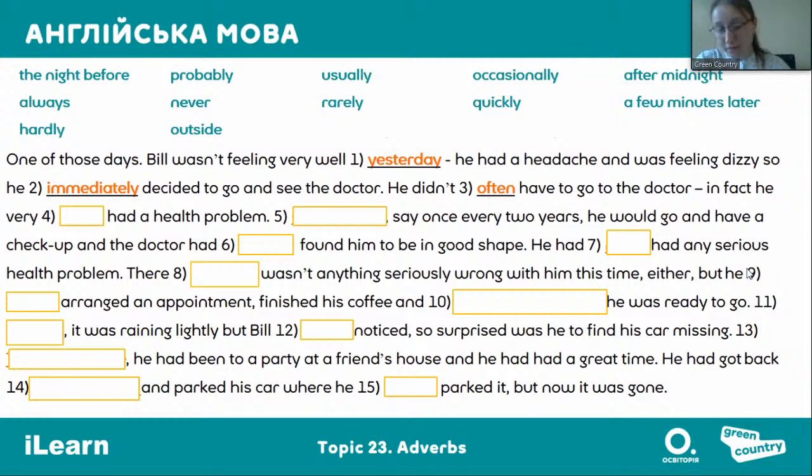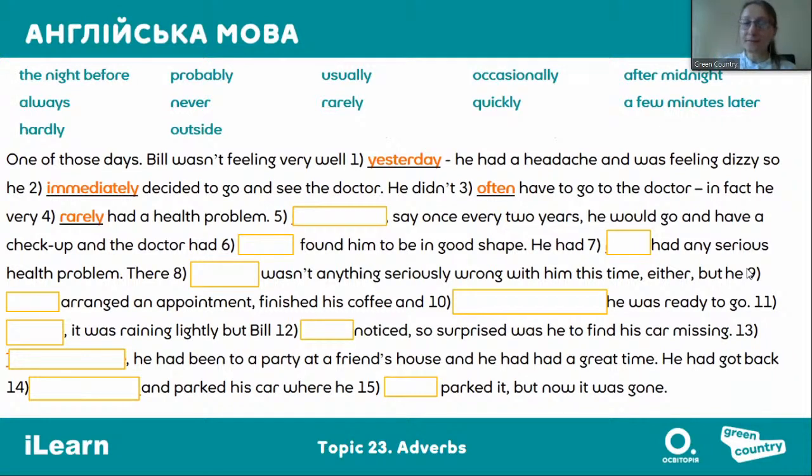Якщо в нас там often, то в нас тут на противагу, да, щось має бути? That's right. What's the opposite of often? That is rarely. He very rarely had a health problem. Дуже рідко. Okay, number 5. Gap. Say once every 2 years, he would go and have a checkup. Number 4, that's right, rarely.